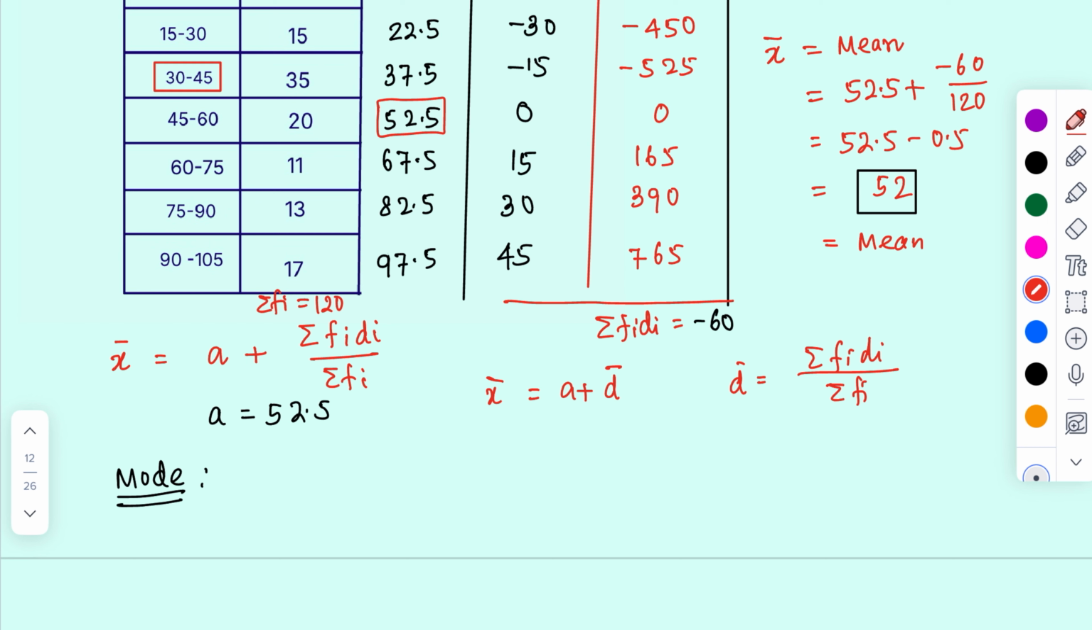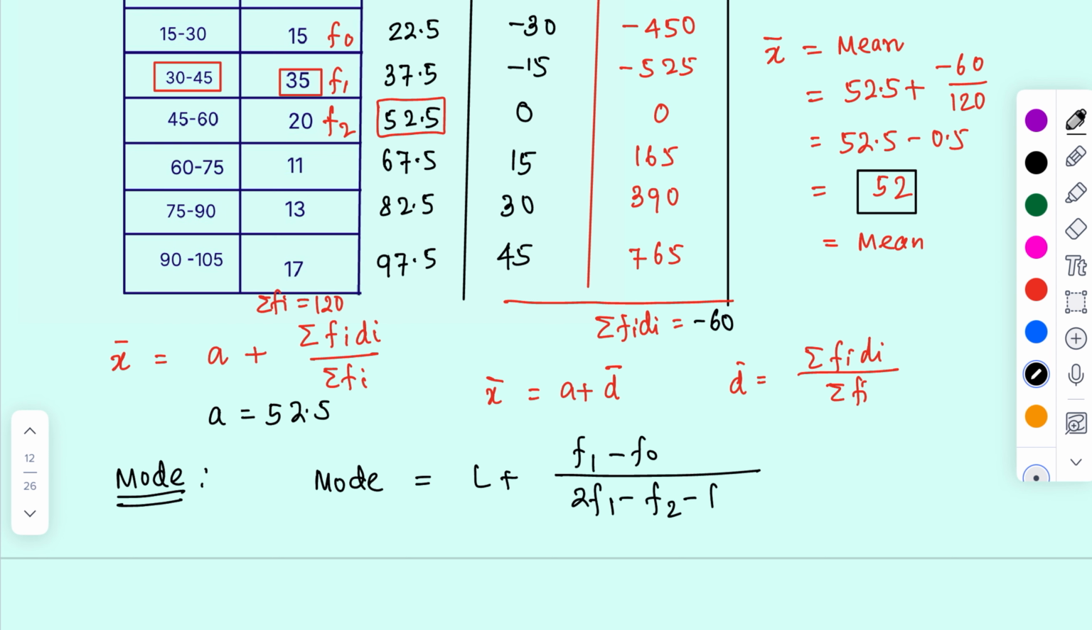For the modal class, the corresponding frequency is called f1. Here f0 is the frequency of the preceding class, whereas f2 is the frequency of the next, subsequent class. Next, the formula for mode is: mode is equal to L plus f1 minus f0 divided by 2f1 minus f2 minus f0, into class height, that is class size.